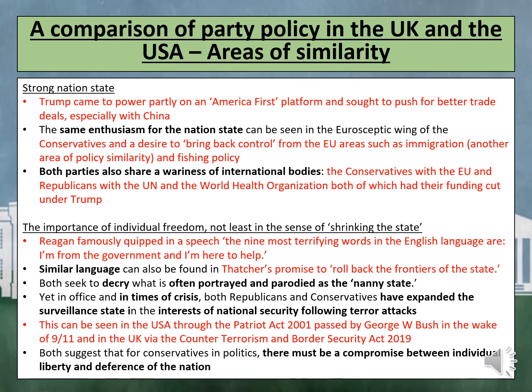Yet in office and in times of crisis, both Republicans and Conservatives have expanded the surveillance state in the interests of national security following terror attacks. This can be seen in the US through the Patriot Act of 2001, passed by George W. Bush in the wake of 9/11, and in the UK via the Counter-Terrorism and Border Security Act of 2019. Both suggest that for Conservatives in politics, there must be a compromise between individual liberty and the defence of the nation.